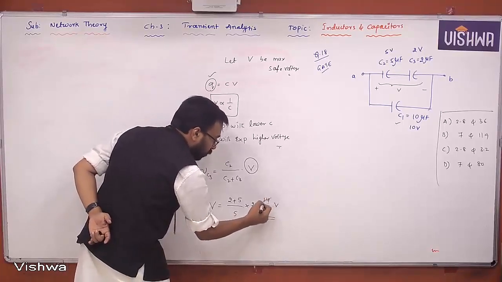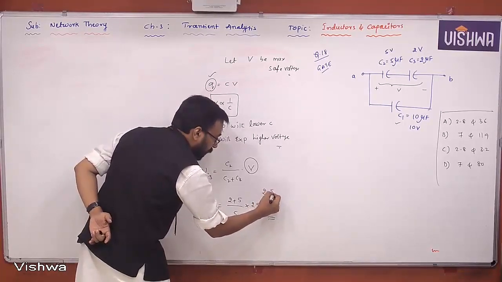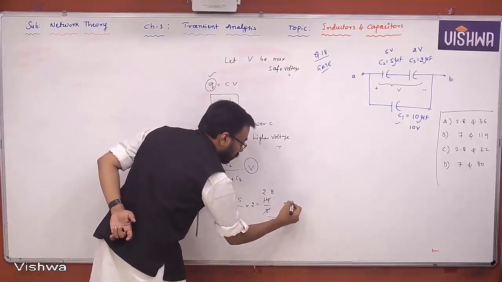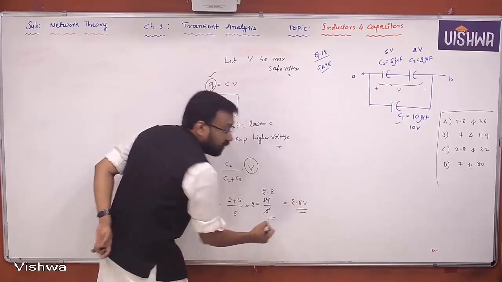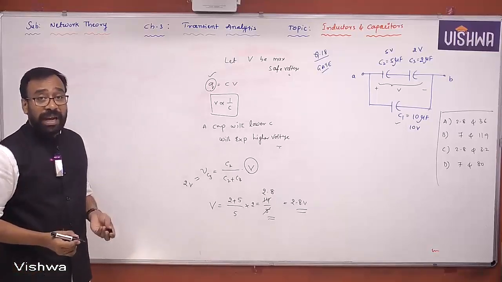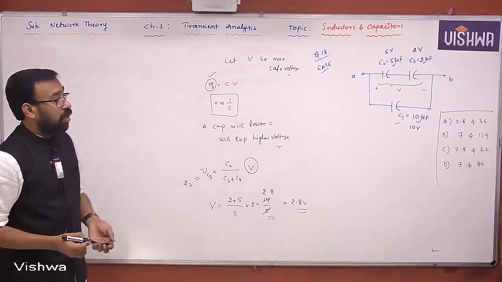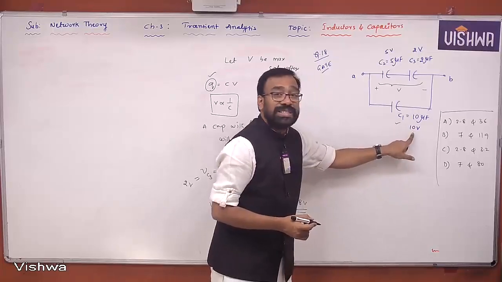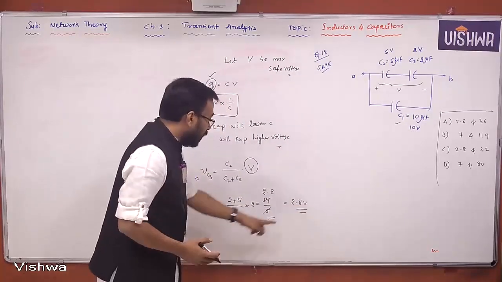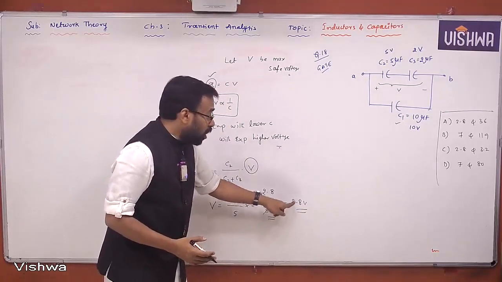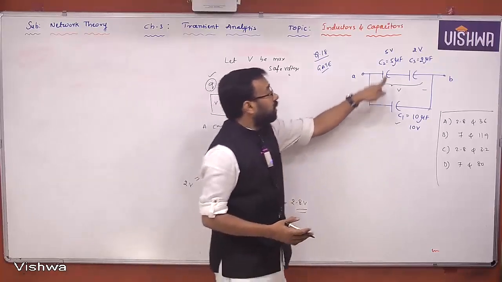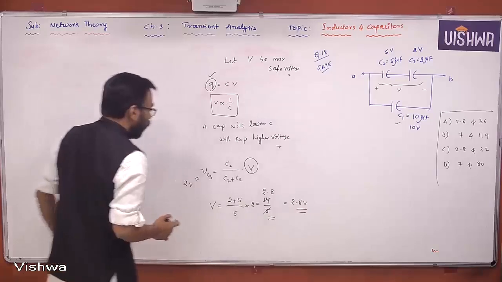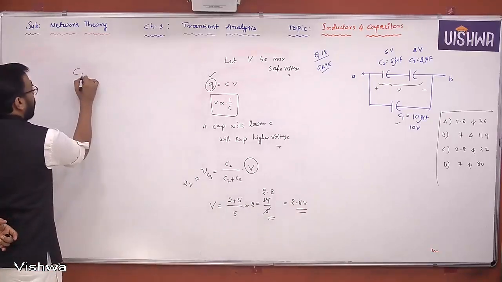That is 14 by 5 volts. That means 2.8 volts. 2.8 volts is the maximum safe voltage that can be applied across the combination. The same voltage will appear across this. Don't worry, because already it's 10 volts, whereas you are applying only 2.8 volts. If you apply beyond 2.8 volts, these two are not safe, but this one is safe. Understand?